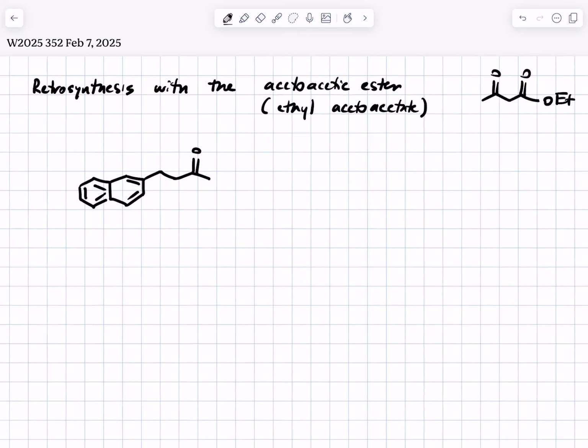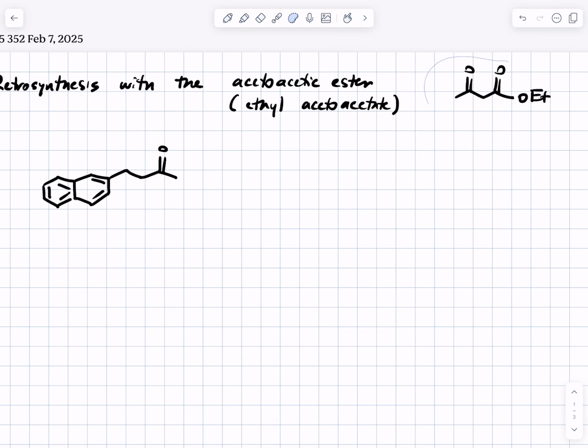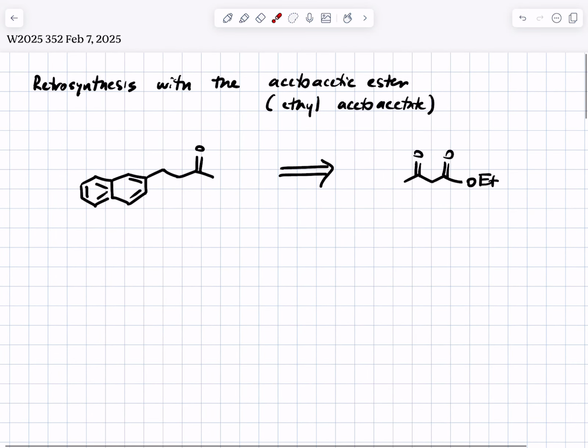They say make this via the acetoacetic ester synthesis, or rather make this via an alkylation reaction using ethyl acetoacetate as a starting material. And what I've shown you here, this beta keto ester, is ethyl acetoacetate.